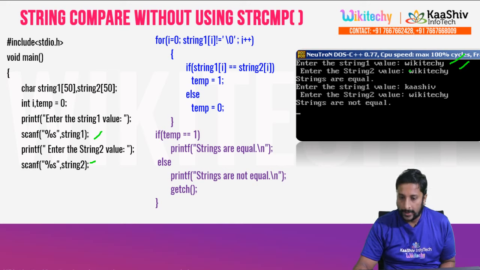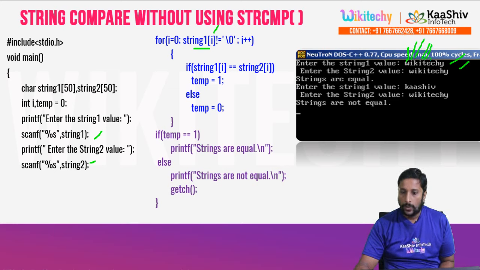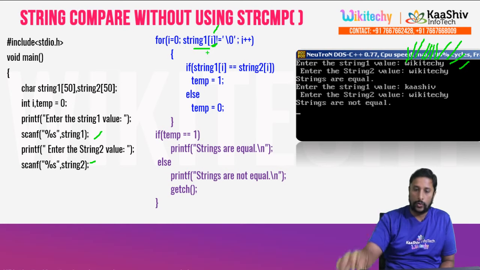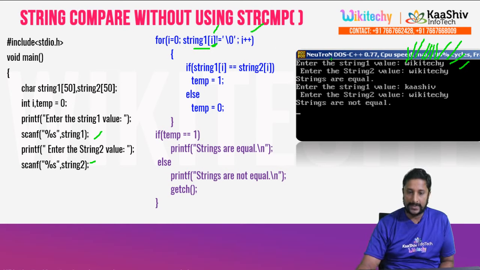I'm going to compare. I have my string 1 as an array: string1[0], string1[1], string1[2], string1[3], up to string1[8]. It will have a for loop where I increment i until it reaches the null character. I'm having a for loop here.